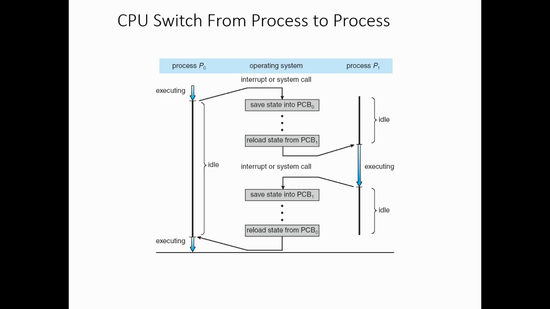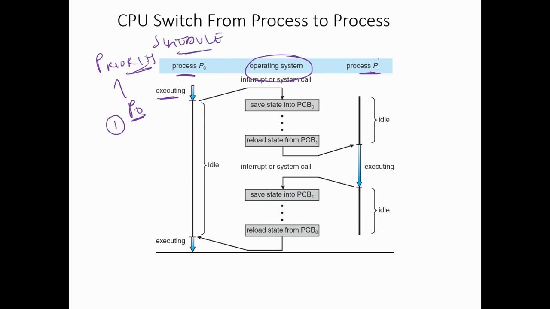Now let's see how the CPU switches from process to process. Let's take process P0 and switch to process P1. We have process P0 and process P1. The operating system is going to execute P0 as the first process. Why? Because the priority for process P0 is higher. Based on the scheduling algorithm, I'm going to schedule process P0 first rather than P1.